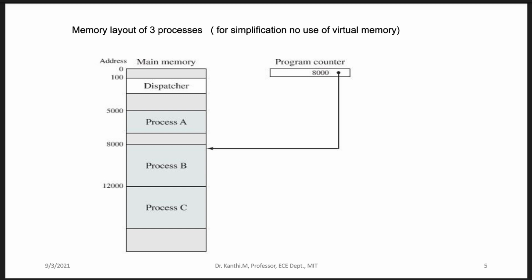Okay. So as we know, the program counter points to the address of the current instruction of the process. Let us say this is what is pointed over here. And as we can see, your process A starting address is 5000, process B 8000, and process C 12,000. So let us say this is what is given in the example.